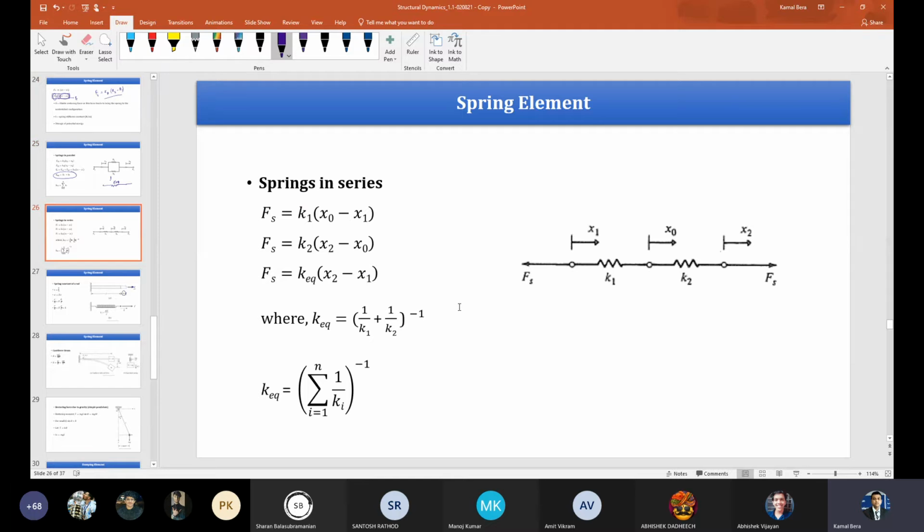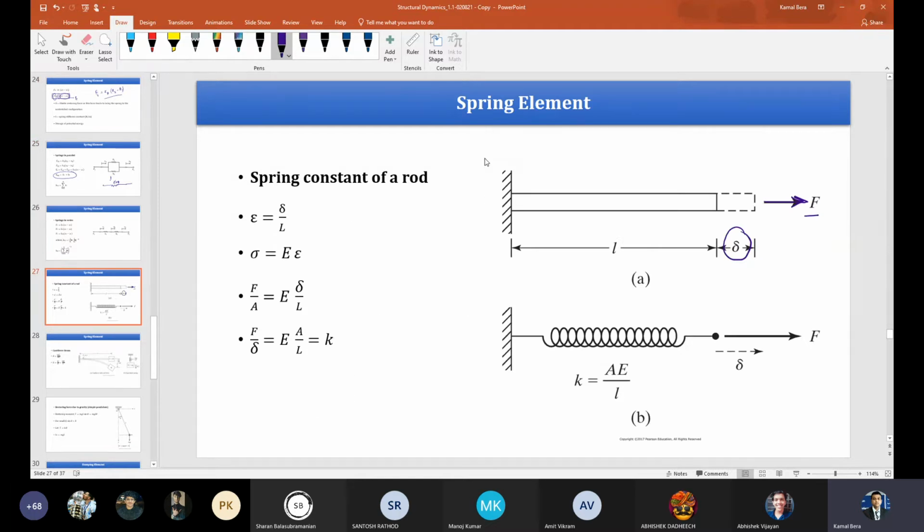Keeping this in mind, under the load we know the deformation, and this is the original undeformed length. So you can find the strain. Strain is the change in length divided by the original length, so delta by L, correct? Then stress.